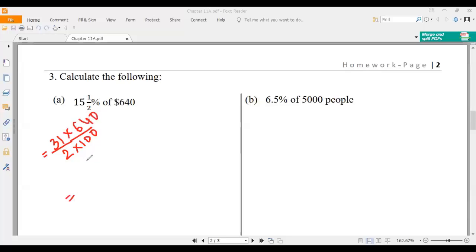Now we need to do the calculation, then we will get the answer. After calculating all of this using a calculator, we can find that it will be $99.2. Very simple. You can easily use a calculator to solve this one. Now question number B. 6.5% of 5,000. That will be 6.5 by 100, of means multiplication, 5,000.